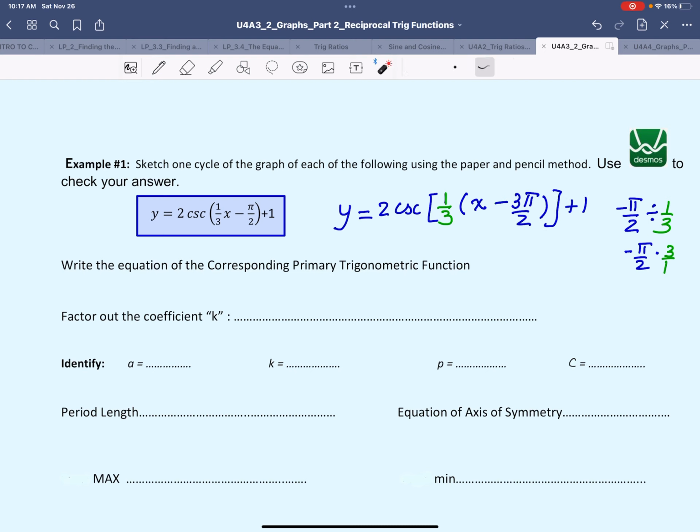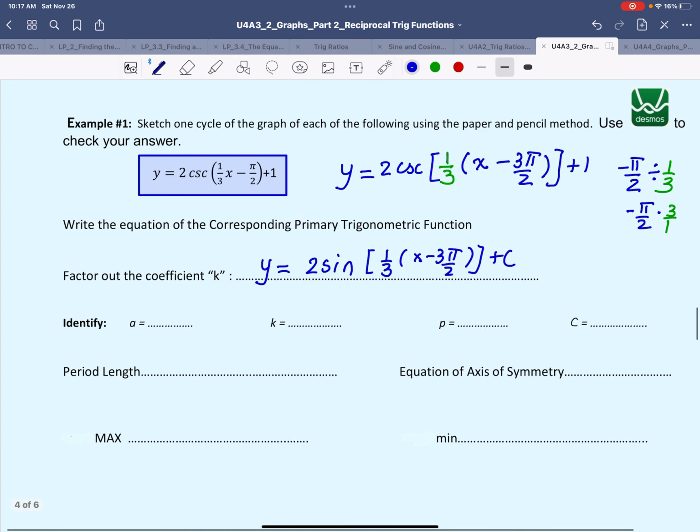In order to graph the reciprocals of primary trig functions, we first build the graph of its respective primary. In our case, we have the cosecant function, which is the reciprocal of sine. So we'll start off by drawing the graph of y equals 2 sine (1 over 3, x minus 3 pi over 2), and then plus 1.